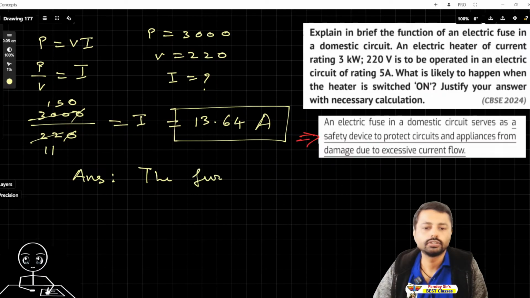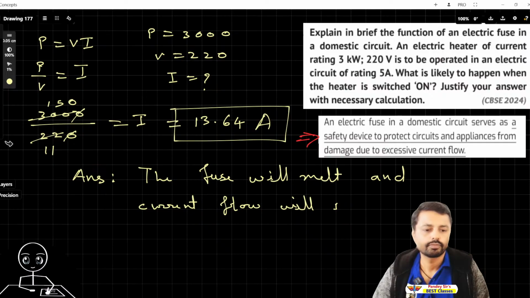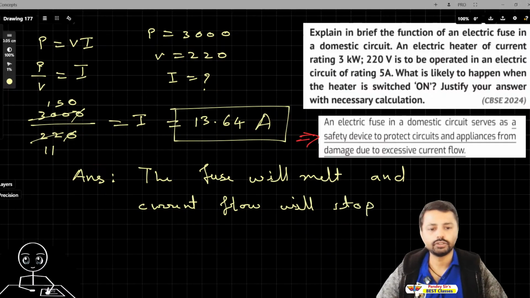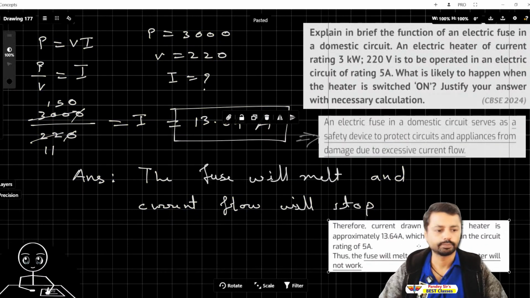So therefore the answer: the fuse will melt, and current flow will stop, and the heater will not work. In detail, you can write, therefore current drawn by the electric heater is approximately 13.6 ampere, which exceeds the circuit rating, and like that you can write down.